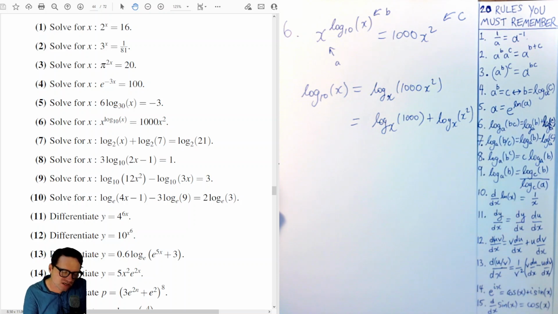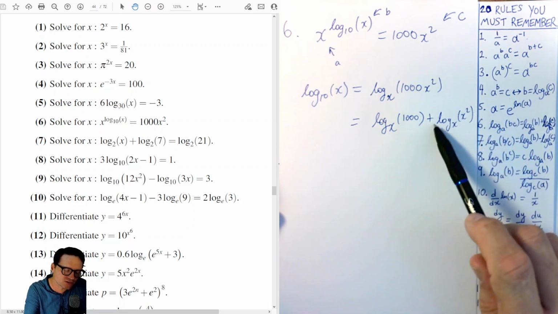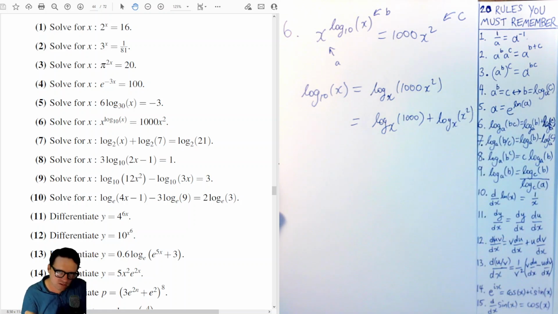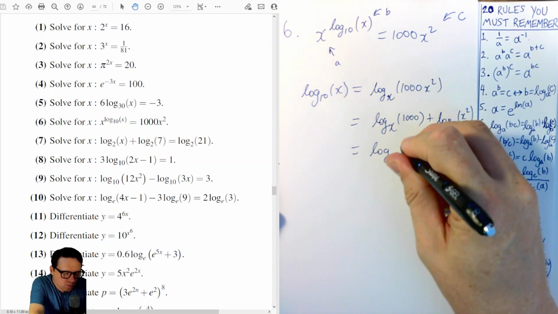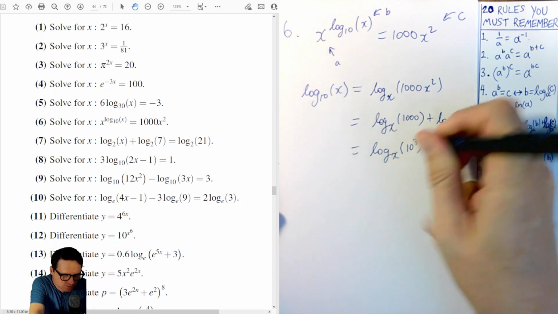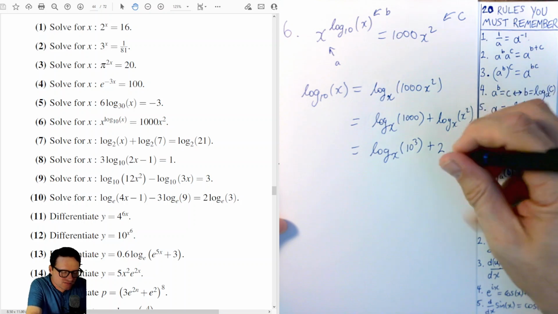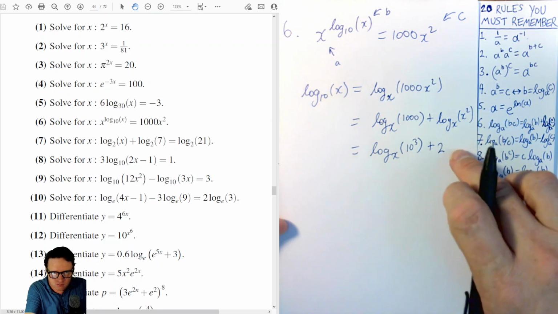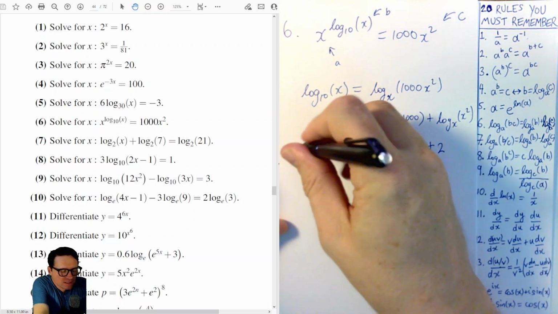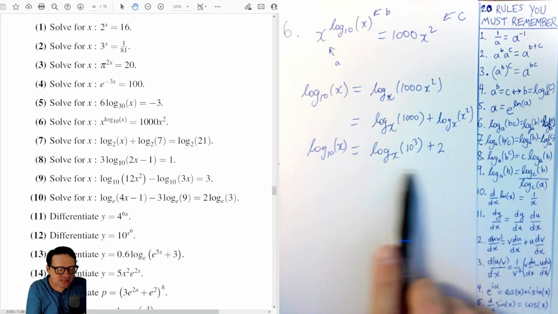Okay, and so the reason I wanted to do this is because now I can see that I can use the rule that says I can bring down that exponent of 2 and say that this is 2 times 1 in this second term here. So let's do that. We have log to base x of 1000, but 1000 is 10 to the power of 3. And then here we have 2 times log to base x of x, which is 1. So I'll just leave this as 2, but it's 2 times 1. Okay, now let's write our left-hand side again so it's close. Now what do we have? Is this any easier?